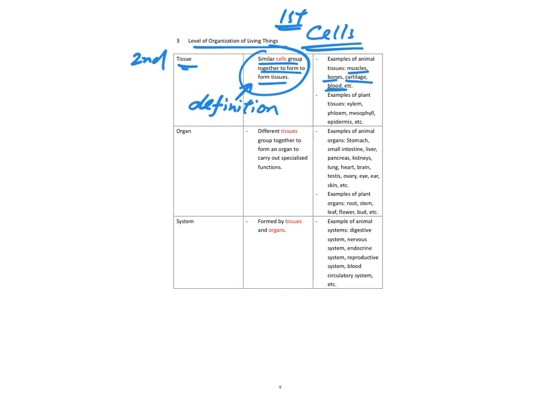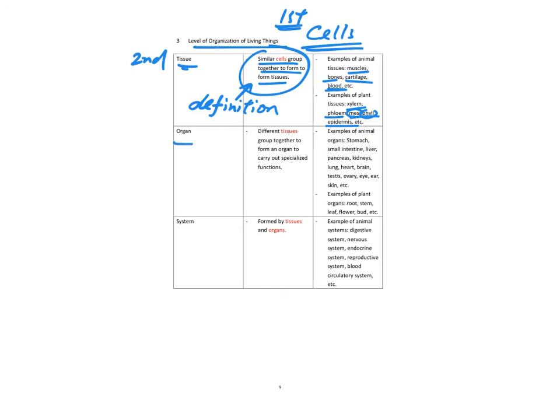Plant tissue, examples of which are xylem tissue consisting of xylem cells, phloem tissue consisting of phloem cells and companion cells, but we will learn about that later on. The mesophyll cells, meso means the middle, phyll means leaf, that means the middle of the leaf. And the epidermis, on the surface of the leaf.